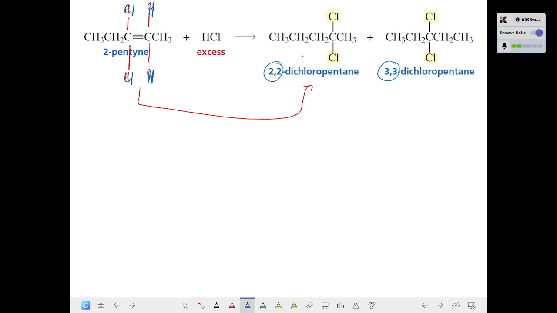So this is geminal, because the halogens are located on the same carbon. This one is 3,3 because if we count, 1, 2, 3, or from the other way around, 1, 2, 3, it's in the third carbon position. Okay? So I hope everything is clear. We'll proceed now with the third reaction.